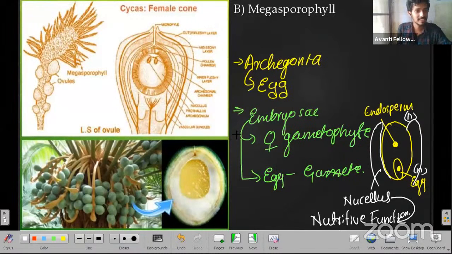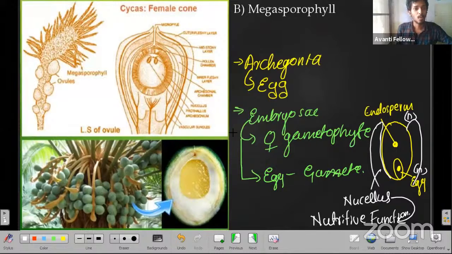Is the nucellus like the placenta? No, actually the nucellus is the outer covering only. The placenta we call a placenta only, in plants also.